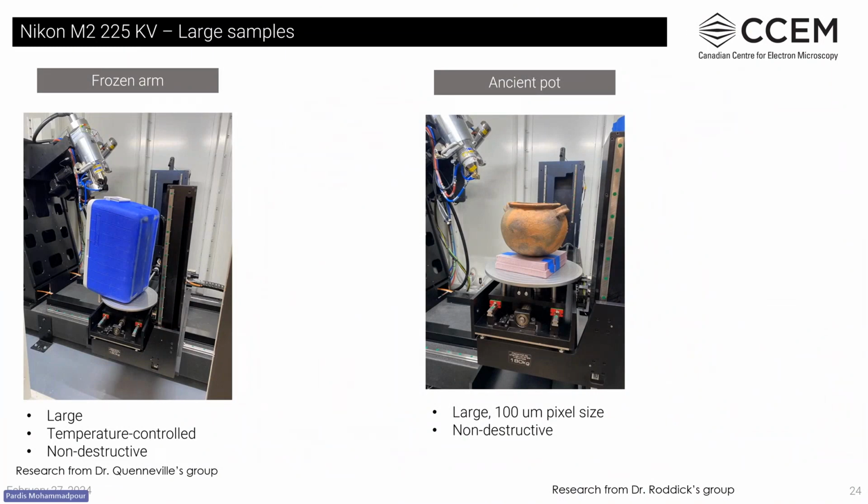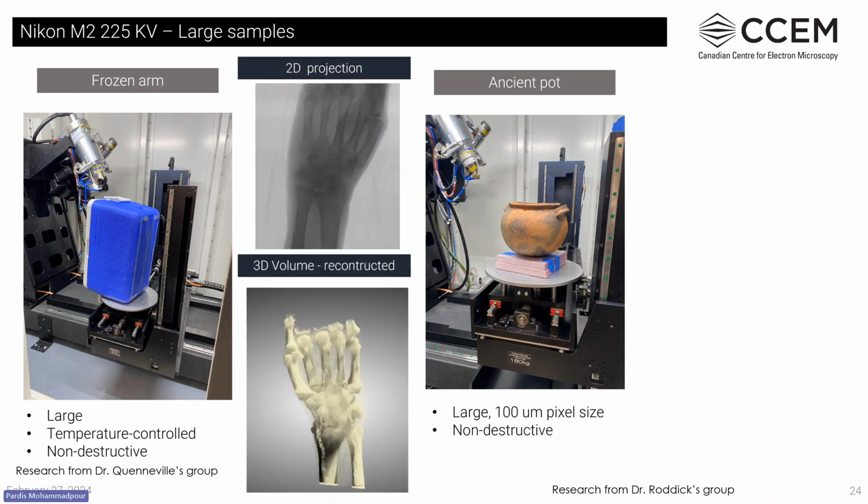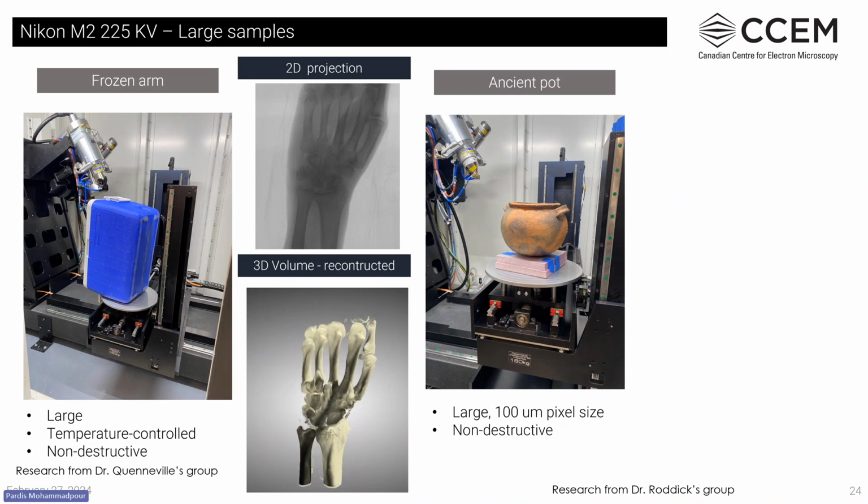Here are two examples of large samples that we have scanned with our Nikon system. The first one is a frozen human arm. The sample was very large and had to stay frozen during the experiment. We didn't even need to take it out of this plastic cooler to scan the sample, so the temperature was controlled during the imaging. The other sample is this ancient pot.